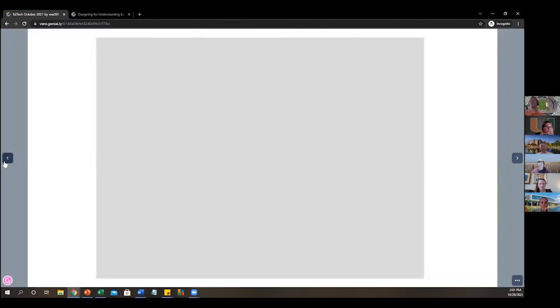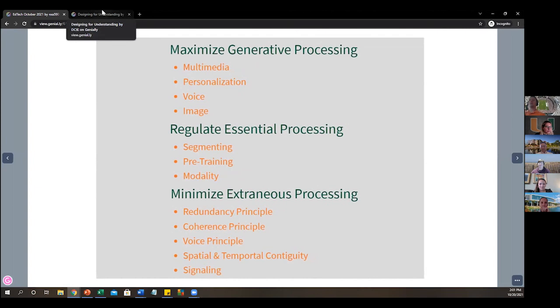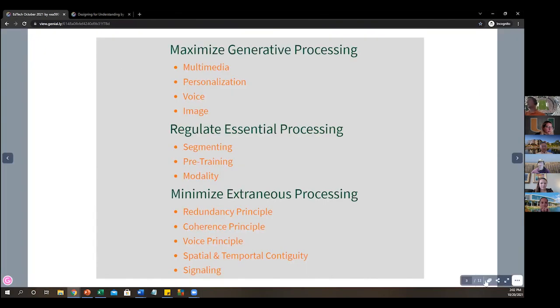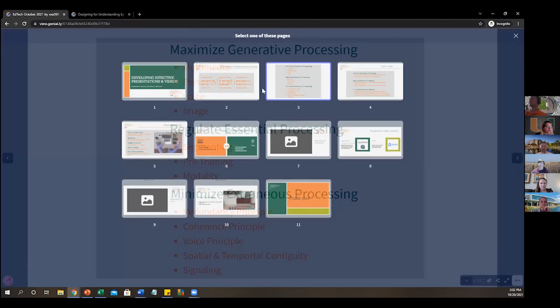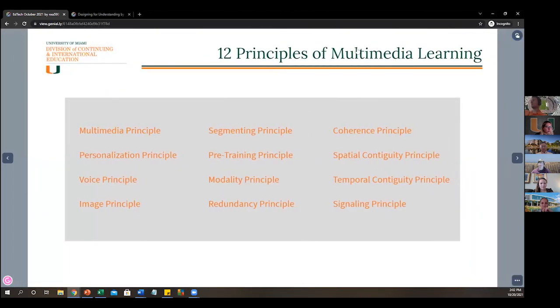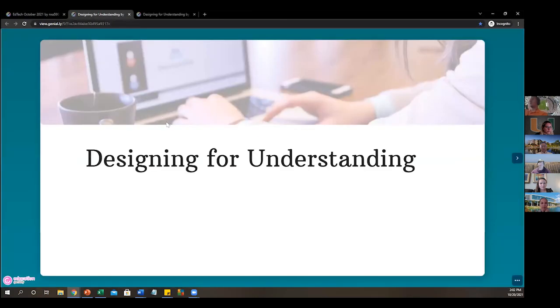No, it's actually a previous training. Am I still sharing my screen? What do you see now? Yeah, we see the maximized generative processing. Perfect. Okay, so this is it. This is that presentation I'm referencing. This is the one that we're sending out to you. I included it here. It's right here, and it's the title. So if you click that, it'll open it up here. Oh, got it. Okay. Yep.